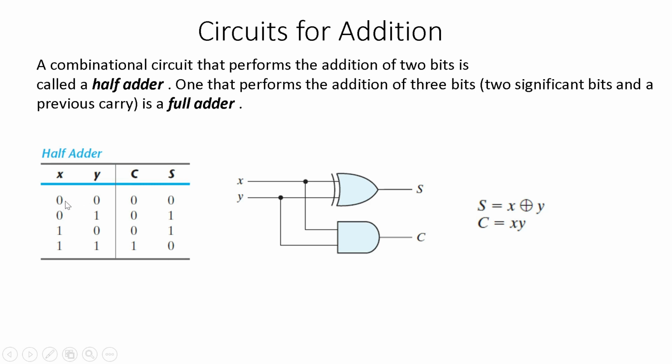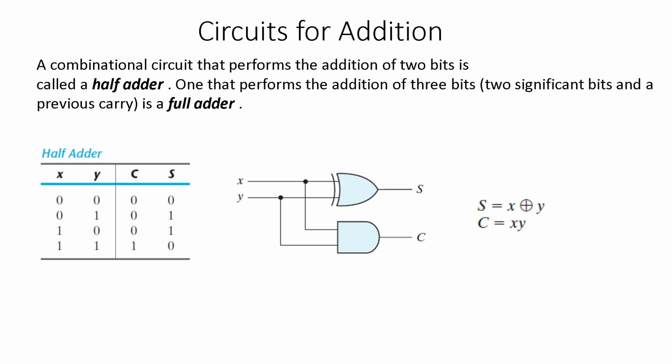So let's say, since it is an adder, we add 0 plus 0, the sum is 0 and the carry is 0. 0 plus 1 is 1, the carry is 0. 1 plus 0, the sum is 1, the carry is 0. 1 plus 1 is equal to 2. So we have sum 0, carry 1. So now our answer is 2.